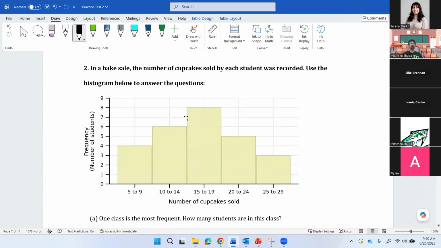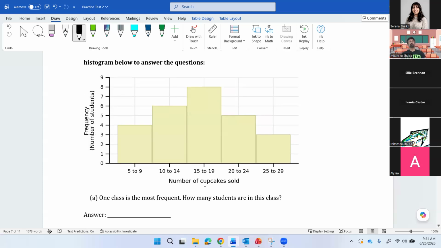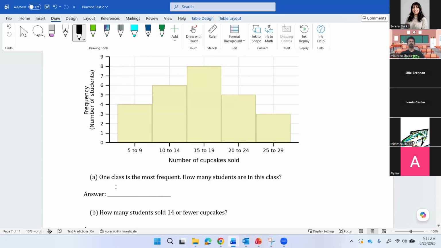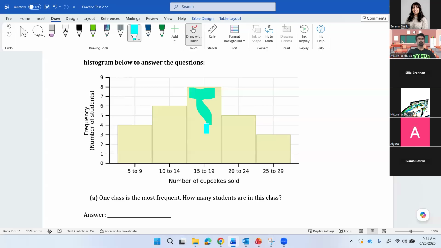Number two. In a bake sale, the number of cupcakes sold by each student was recorded. Use the histogram below to answer the questions. Here is the histogram. On the vertical axis, we have frequency, which is the number of students. On the horizontal axis, we have the number of cupcakes sold, and we have classes here that we can see. It's saying one class is the most frequent. How many students are in this class? So I need to find my most frequent, and it looks like it's this one. And it has how many? It's got 8. That class has 8.